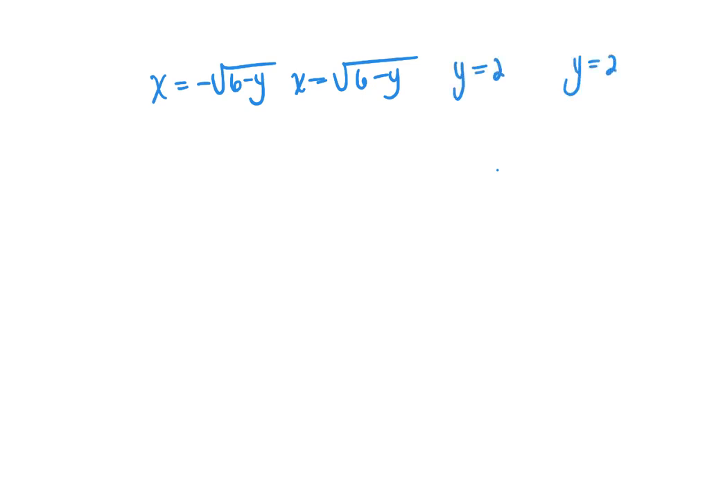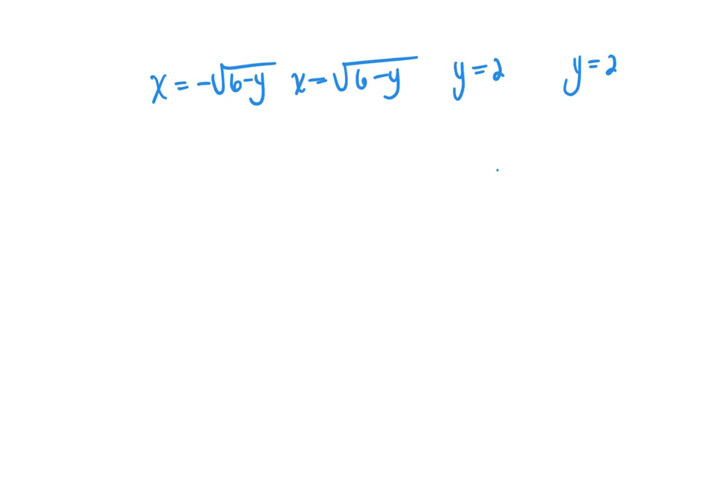All right, so we can just do one. One is fine. We have x equals negative square root of 6 minus y, and x equals the positive square root of 6 minus y, and y equals 2. We're revolving around the axis y equals 2.